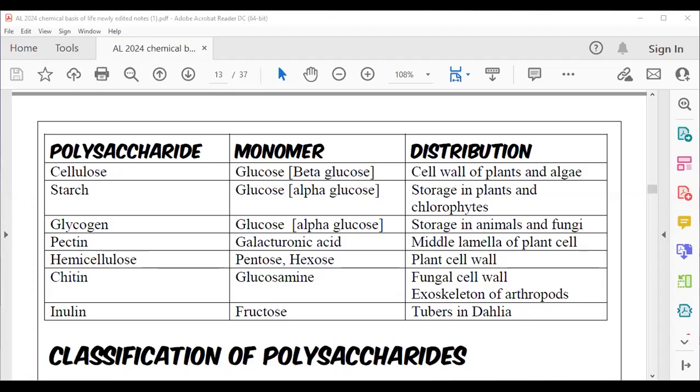So, glucosamine is present means NH2 is present. NH2 is present means nitrogen is present. Agree?